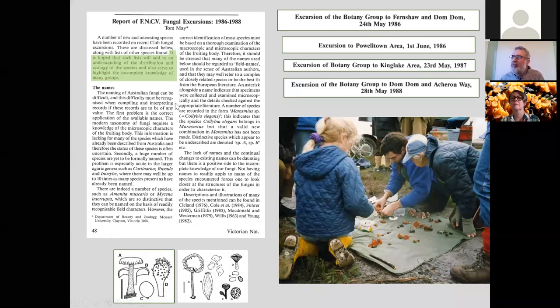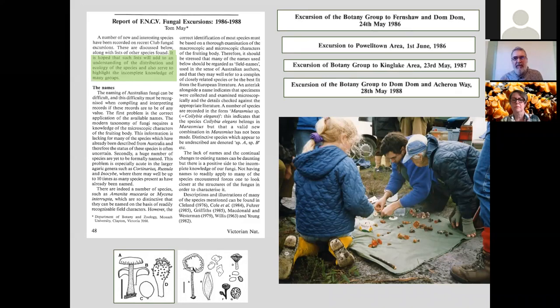And in that first report, I said that it's hoped that these lists will add to an understanding of the distribution and ecology of the species and also serve to highlight the incomplete knowledge of many groups. So I kind of knew there was probably something useful about publishing these lists, but they just sort of sat there in the background for a while.